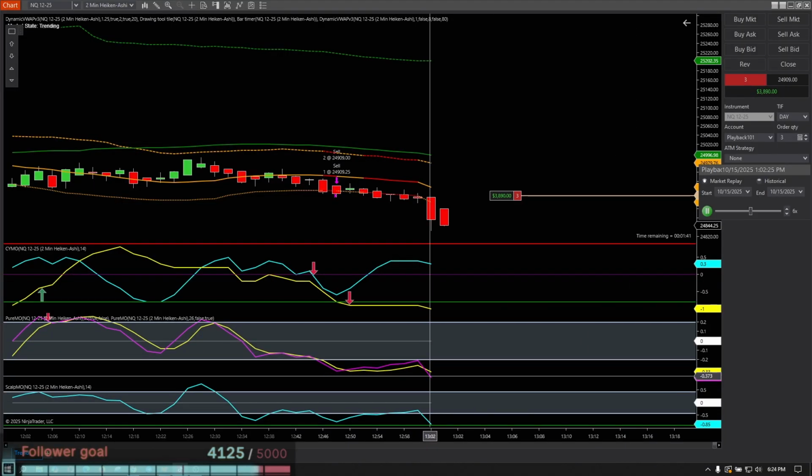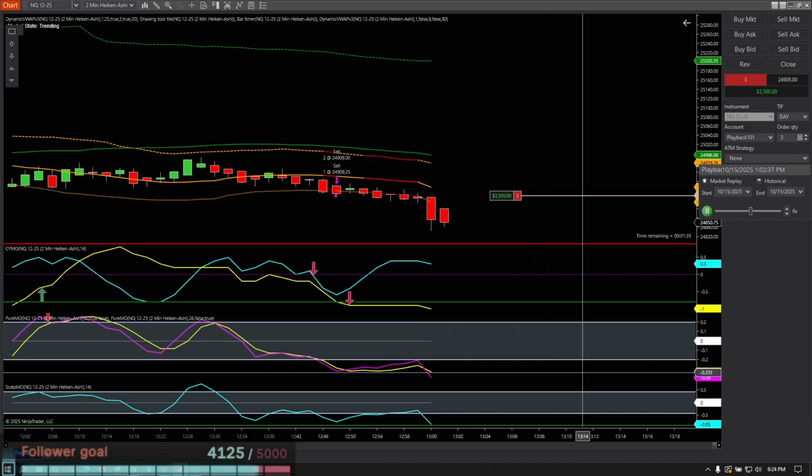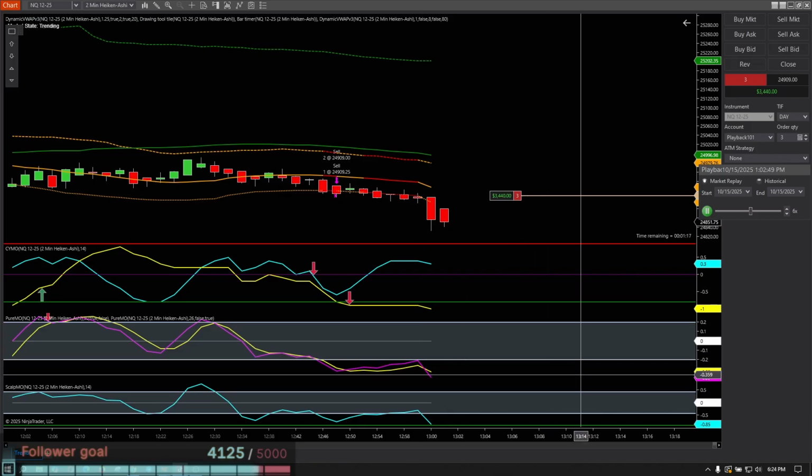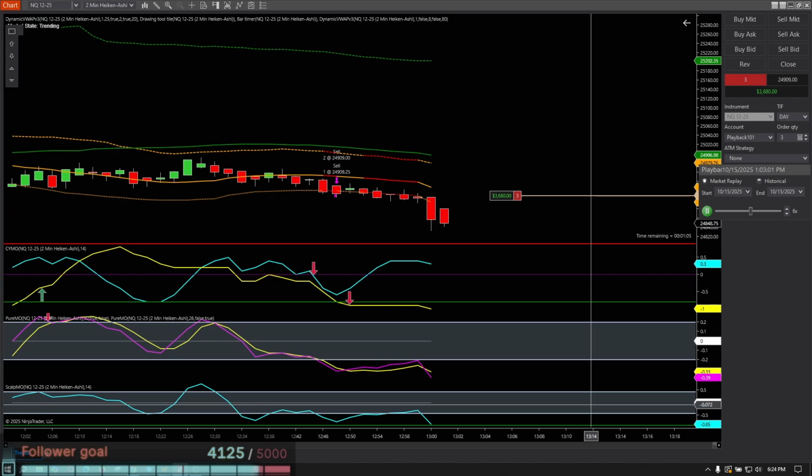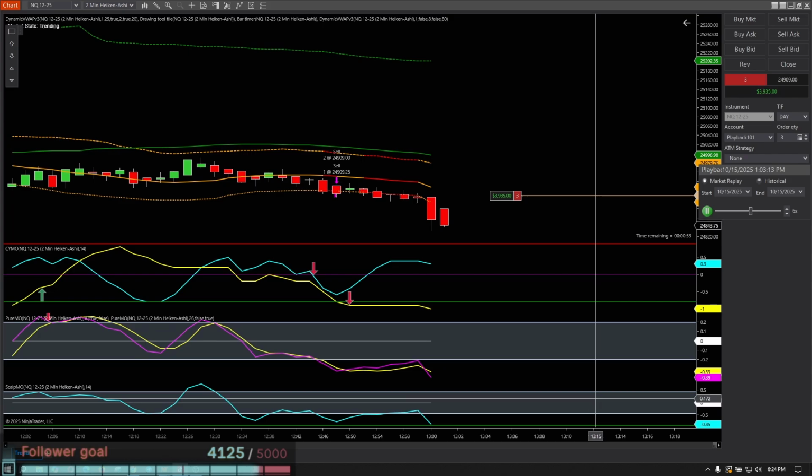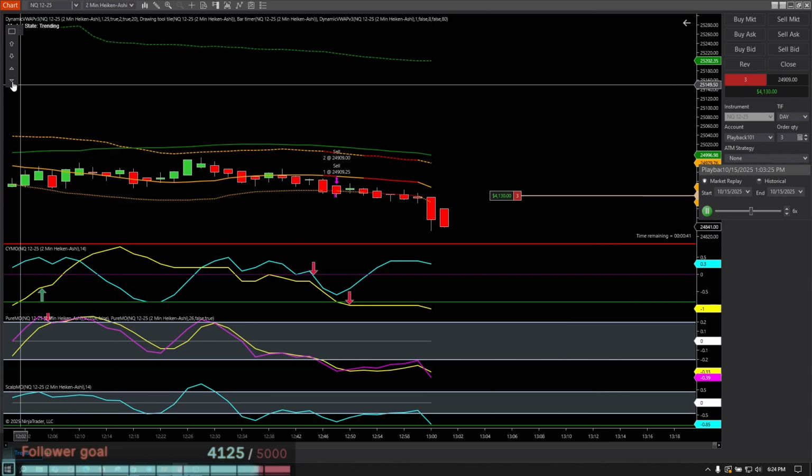Man, look at that. It just came down. Wow. I was at the edge of my seat going, holy crap, am I going to have to get out of this trade? Nope.